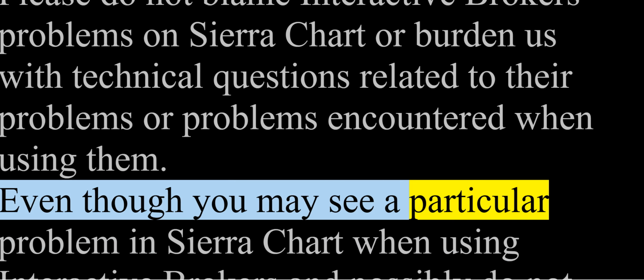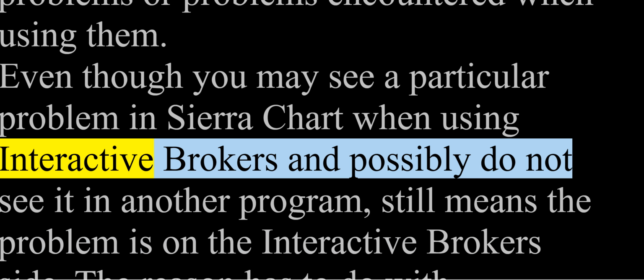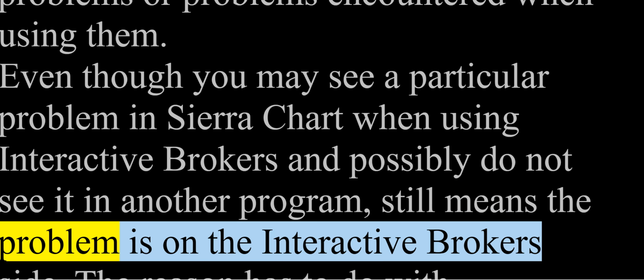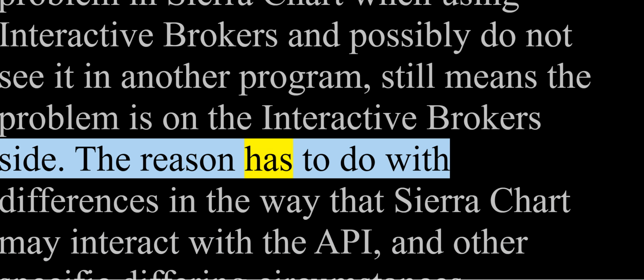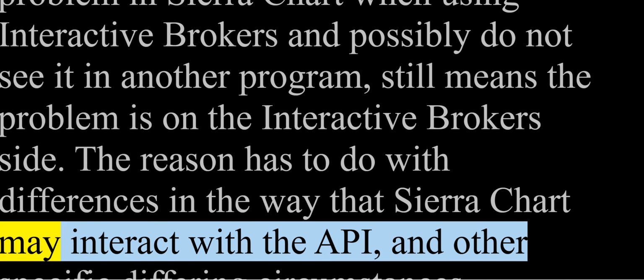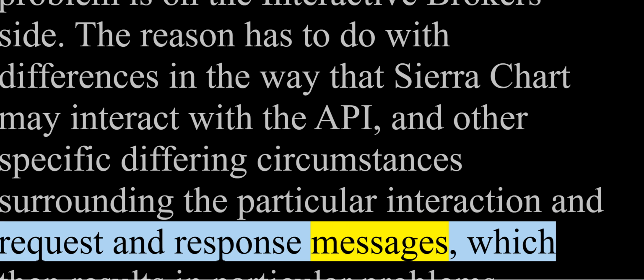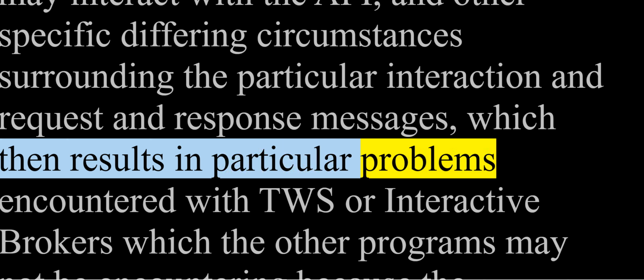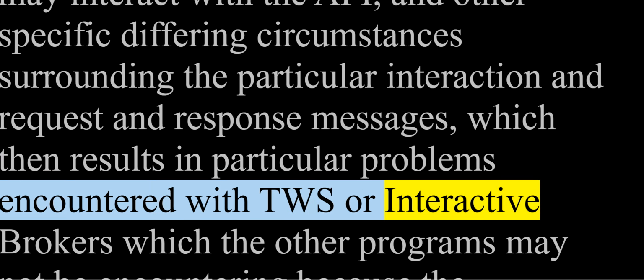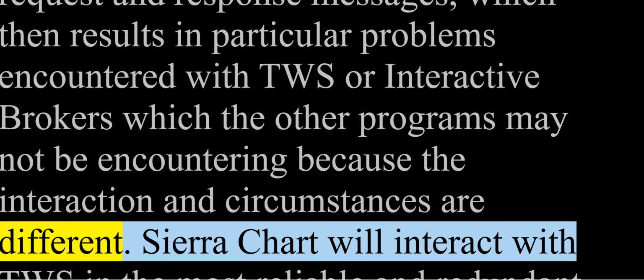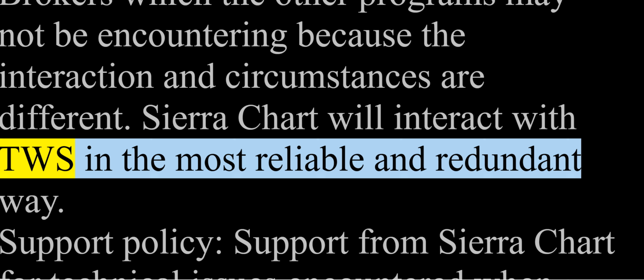Even though you may see a particular problem in Sierra Chart when using Interactive Brokers and possibly do not see it in another program, it still means the problem is on the Interactive Brokers side. The reason has to do with differences in the way that Sierra Chart may interact with the API and other specific differing circumstances surrounding the particular interaction and request and response messages, which then results in particular problems encountered with TWS or Interactive Brokers which the other programs may not be encountering because the interaction and circumstances are different. Sierra Chart will interact with TWS in the most reliable and redundant way.